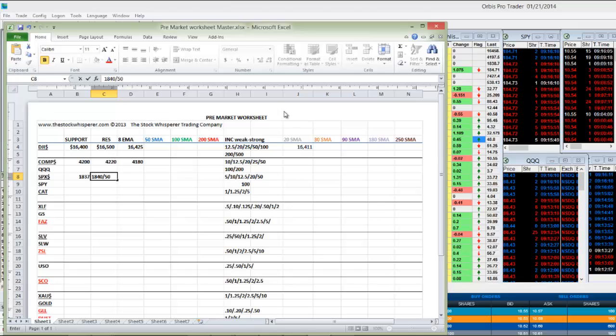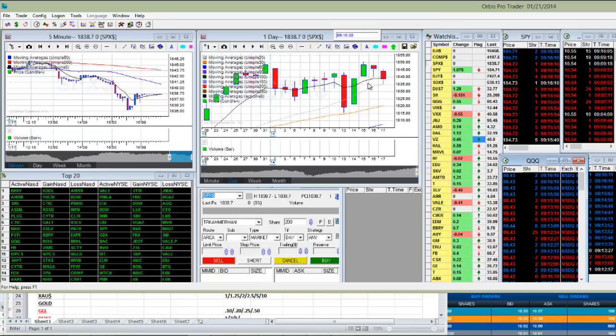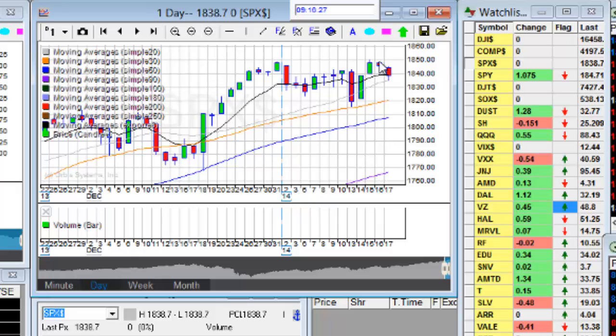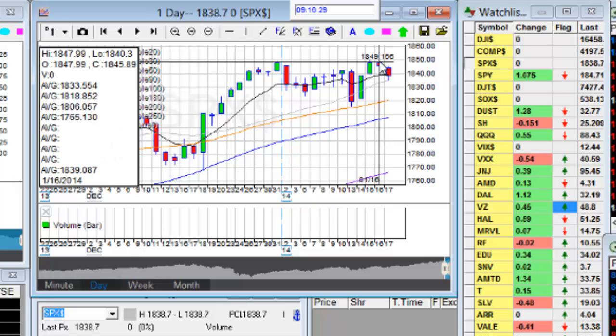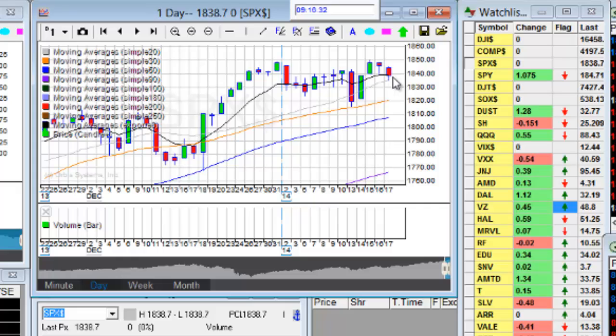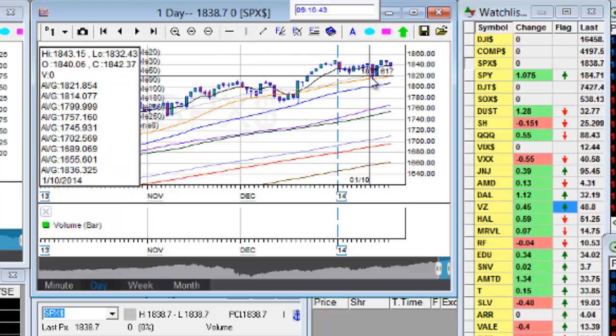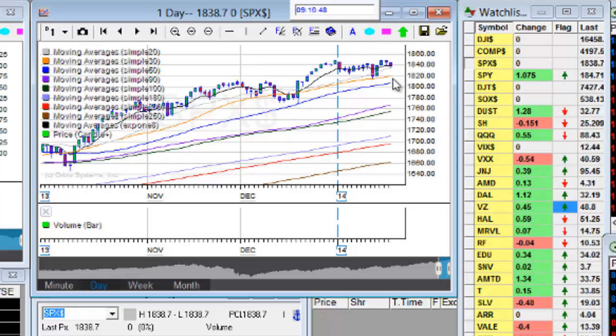Those are two levels, and I'm going to show you why. So here's the 1840, and then the next major level is 1850. Now if we open up above that 1840, that's going to be support. That area, 1840, 1837. If it were to break down, then we're going to look at 1820. That really is the next major level down, and it has some really nice moving averages there.